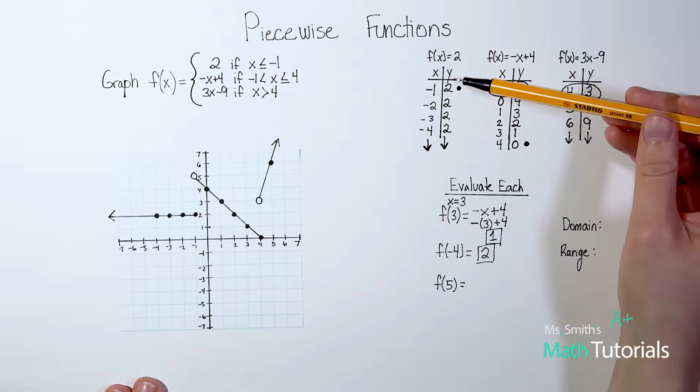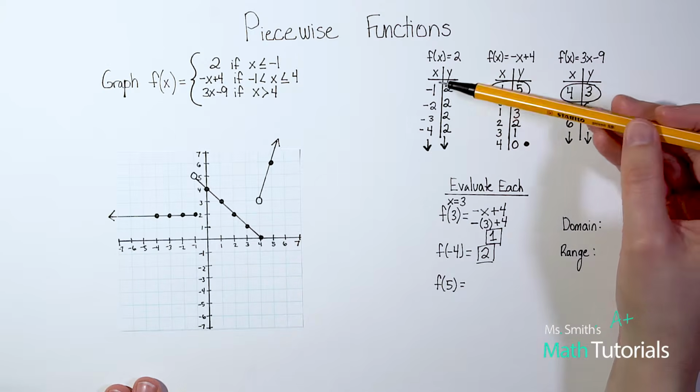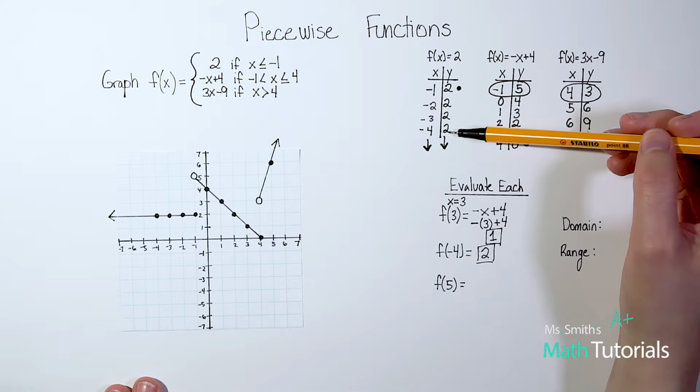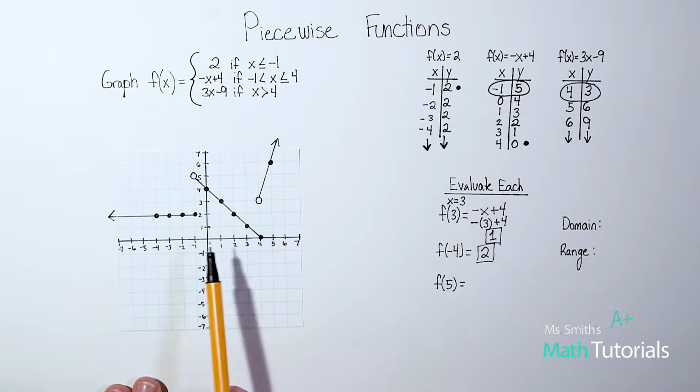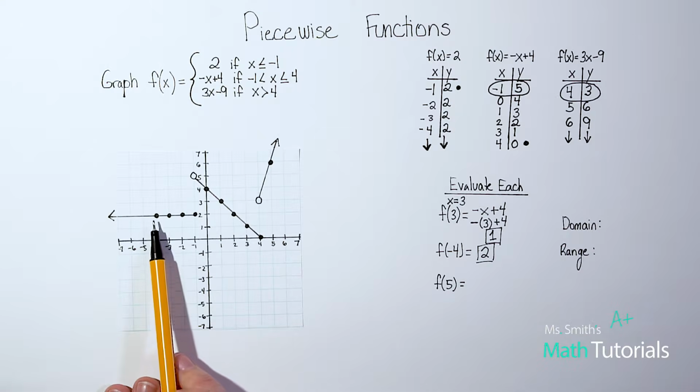And isn't that what we found on the t-chart, right? No matter what x was, y was 2. And we can prove it again on the graph, right? If x is -4, what is y? 2. Okay, so that one's actually kind of an easy one.